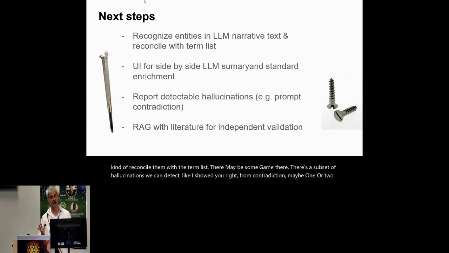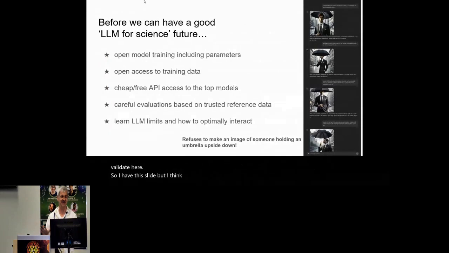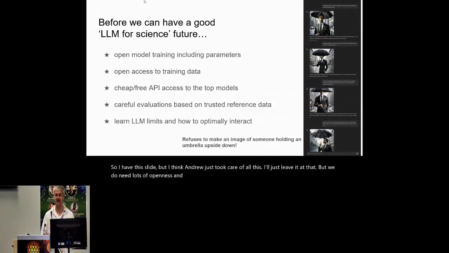And of course, RAG with the literature would be one way to additionally validate here. So I have this slide, but I think Andrew just took care of all this. I'll just leave it at that. But we do need lots of openness and access, right? That's something very important for our funders to know, that we need access to these models in multiple ways: both training data, how they're trained, and actual access itself.